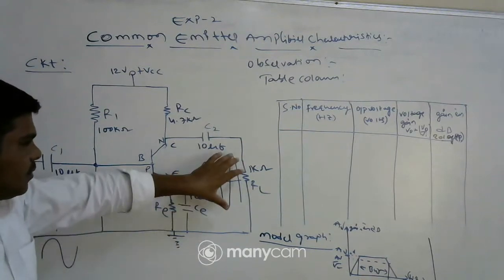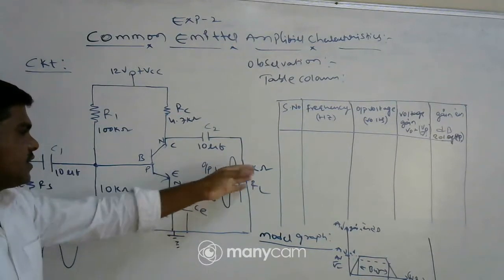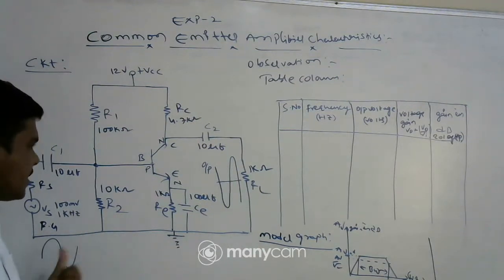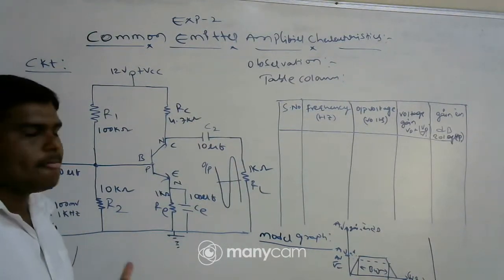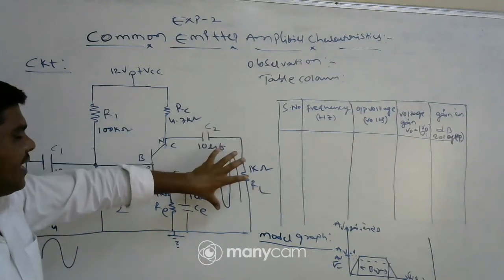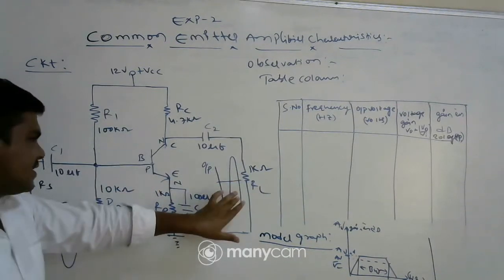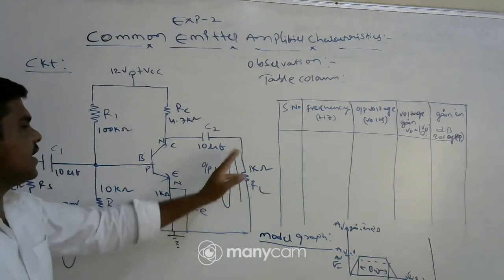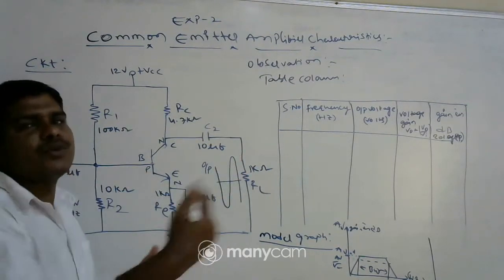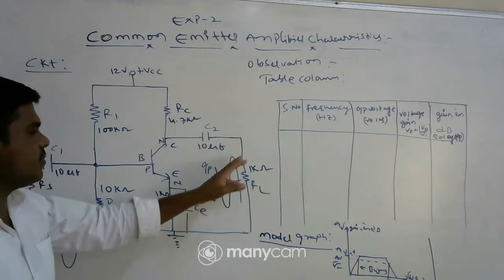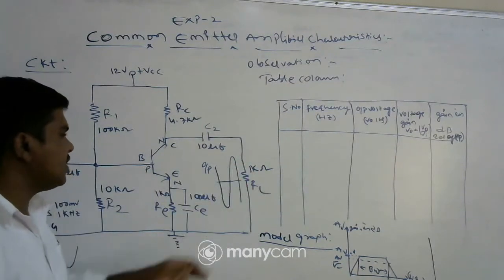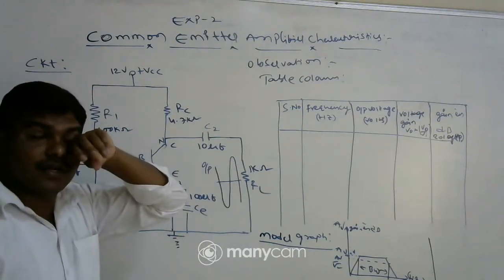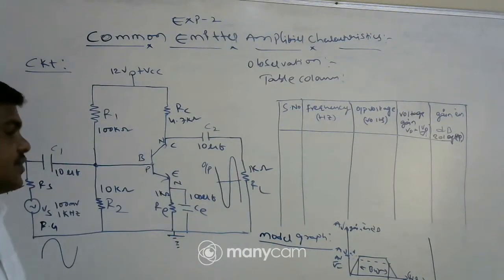If you do not get the same shape as the input, that is distortion. Only the amplitude should increase, while the frequency is constant. If the frequency varies, that is called frequency distortion. If the output amplitude is distorted, that is amplitude distortion. If the phase is different between input and output, that is phase distortion.